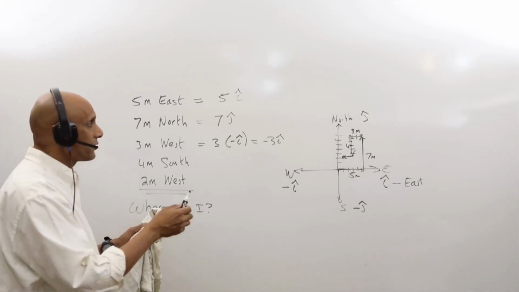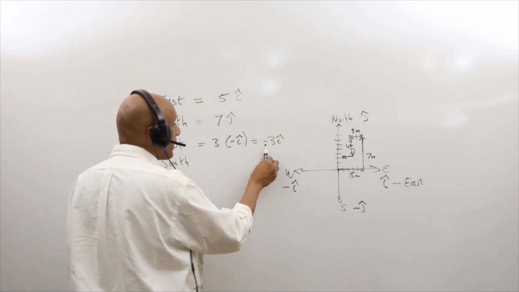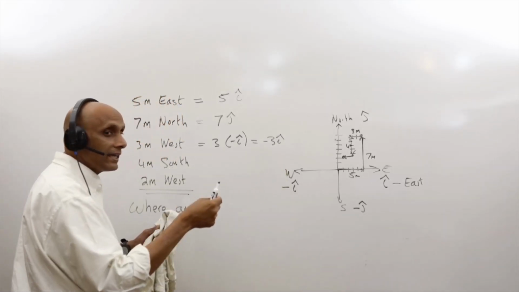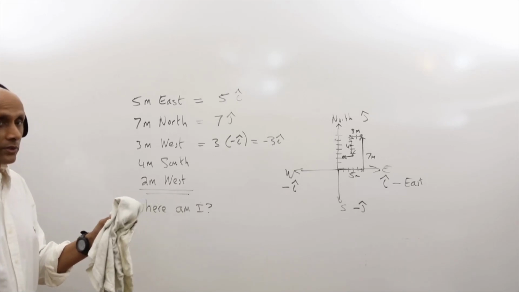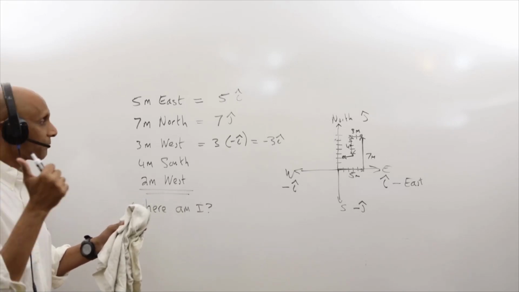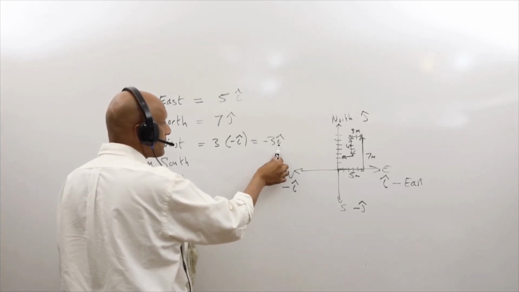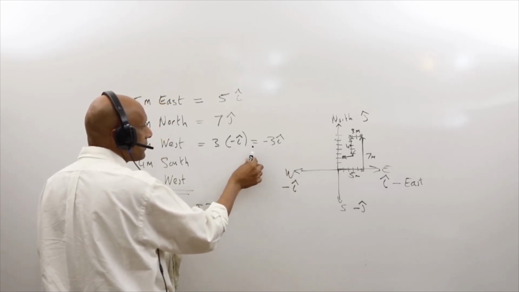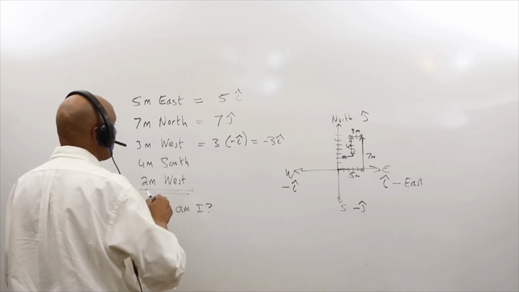So let me make sure you understand this. When I say negative 3I, it really means I've traveled negative 3 meters, going backwards, in the east direction. That's what west is. So west is really the negative of east, and that's why I actually selected minus I. So this represents me traveling 3 meters west.